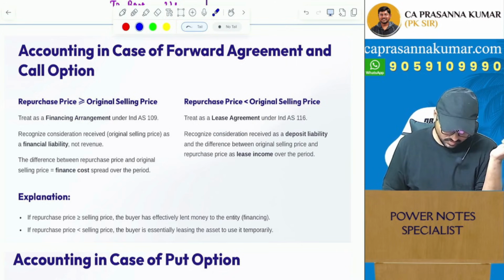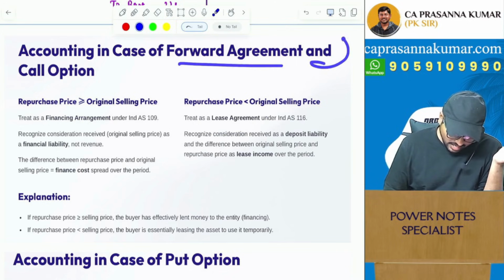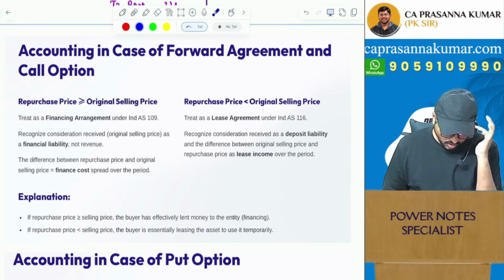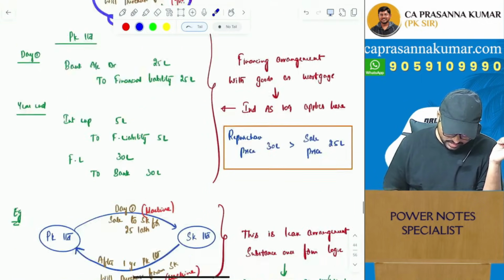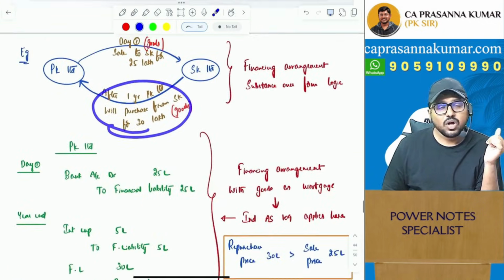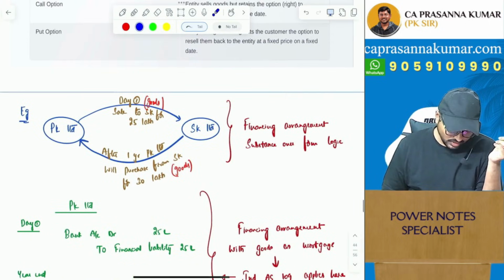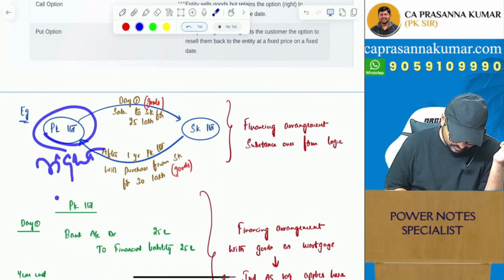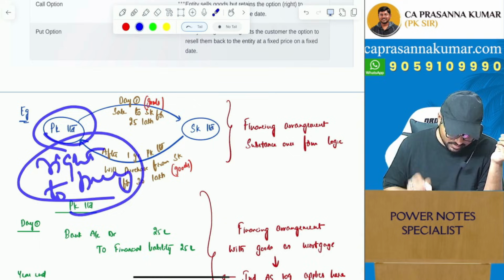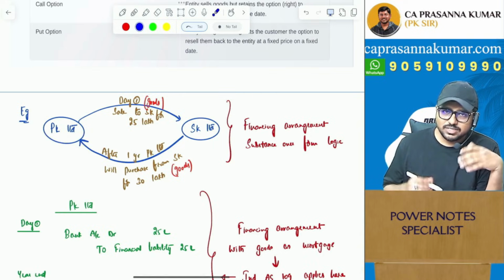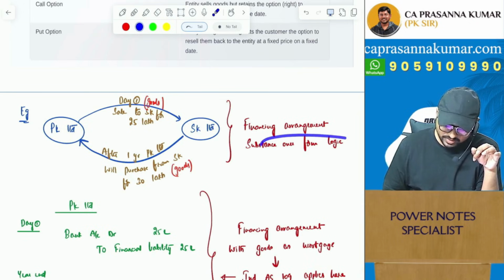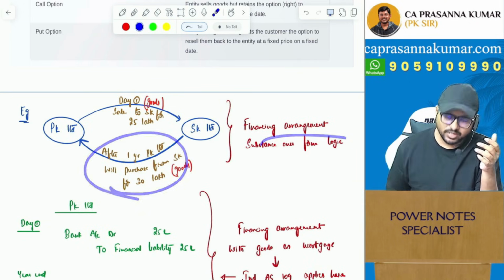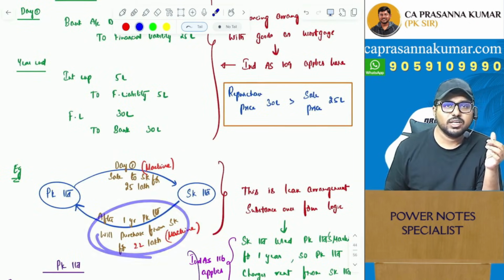Is that clear? Now why have I written 'and a call option'? Call option means right to buy. You are purchasing after 1 year. So PK Limited has got the right to buy. And because it is in his control, and there is already an understanding at the beginning itself that this is a financing arrangement, therefore he will definitely buy after 1 year.